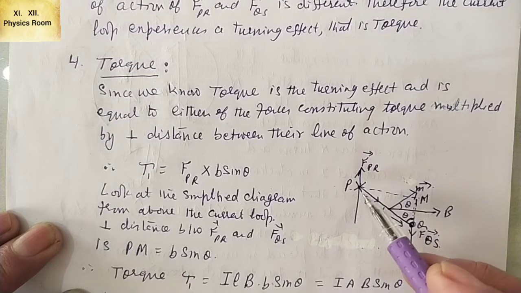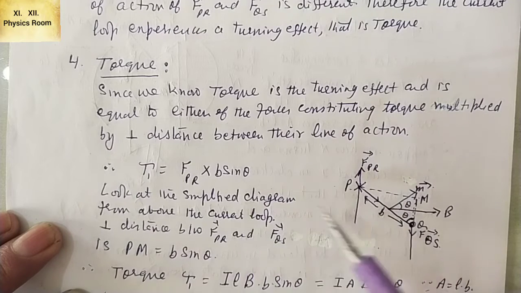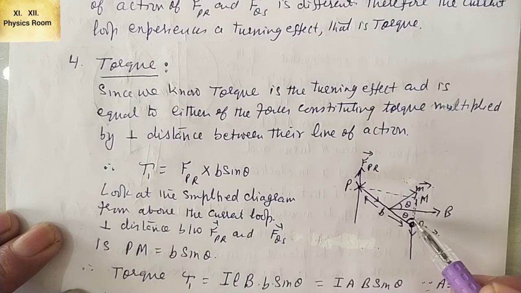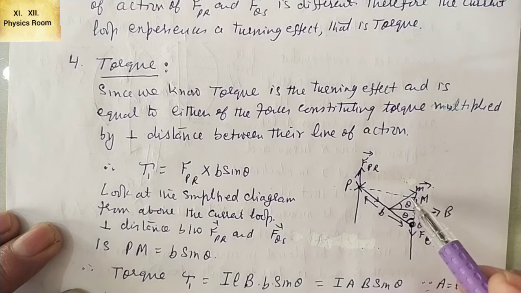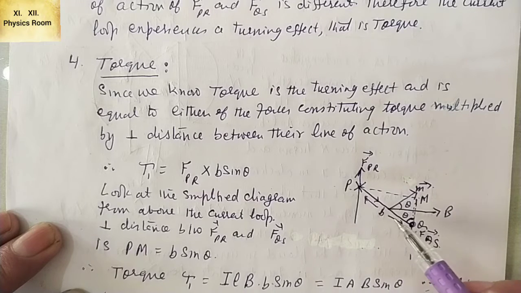So torque will be F_PR into PM, and PM is equal to b sin theta. This angle and this angle are the same, because the angle between two lines is equal to the angle between their perpendiculars. So PM would be equal to small b sin theta.